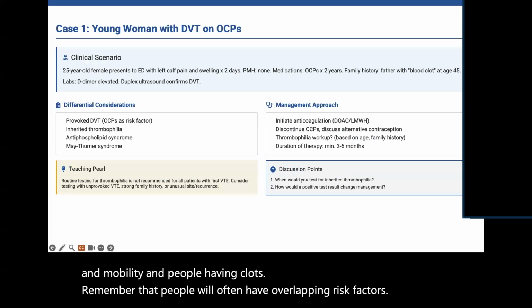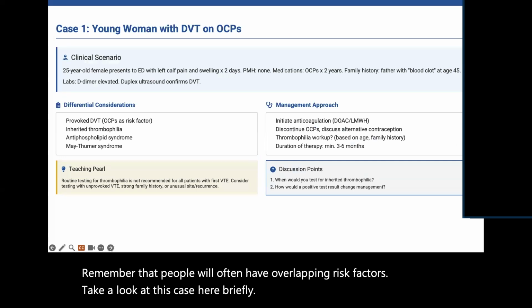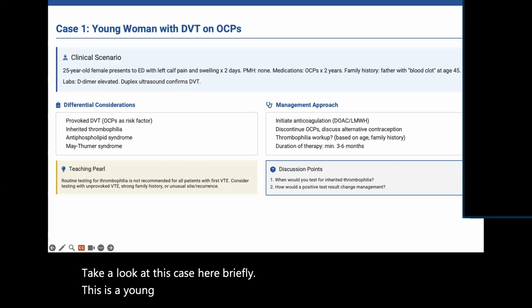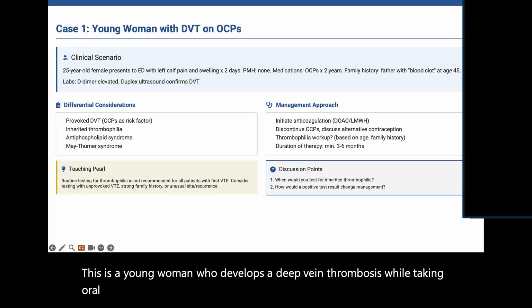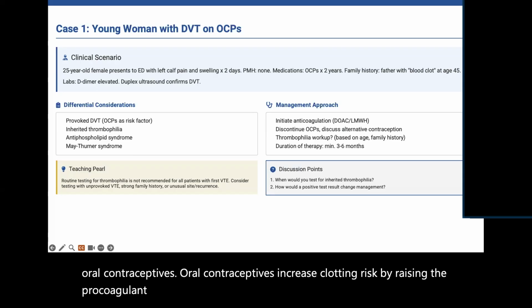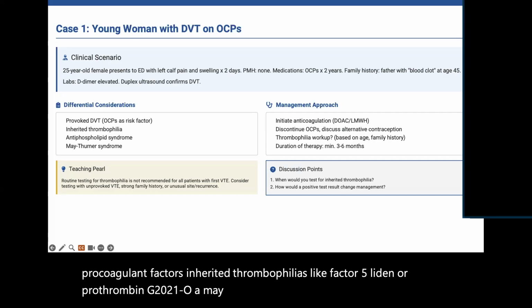Take a look at this case here briefly. This is a young woman who develops a deep vein thrombosis while taking oral contraceptives. Oral contraceptives increase clotting risk by raising the procoagulant factors. Inherited thrombophilia like factor V Leiden or prothrombin G20210A may remain silent until combined with a trigger like the oral contraceptives.